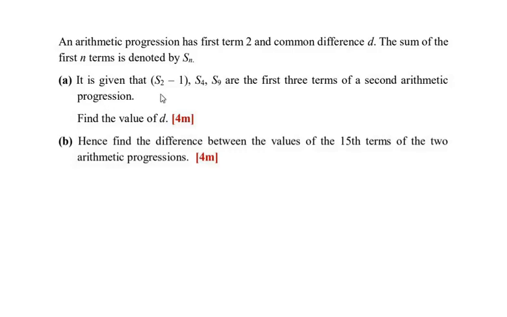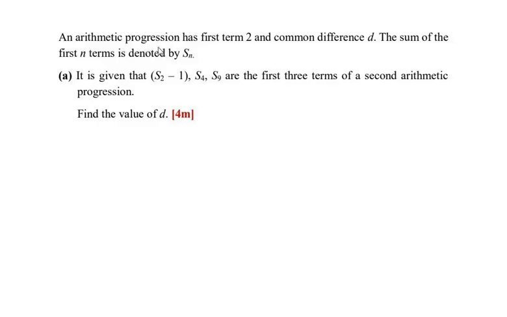In this video we are going to solve a question from the series topic, and this question has two sub-questions. So let us start with the first sub-question now. An arithmetic progression has first term 2 and common difference d. The sum of the first n terms is denoted by Sn. It is given that S2 minus 1, S4, S9 are the first three terms of a second arithmetic progression. Find the value of d.